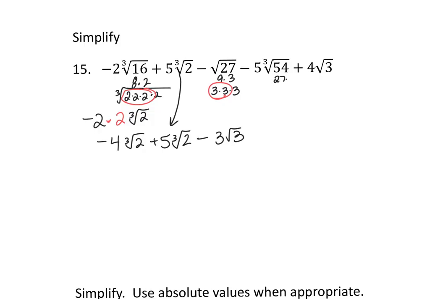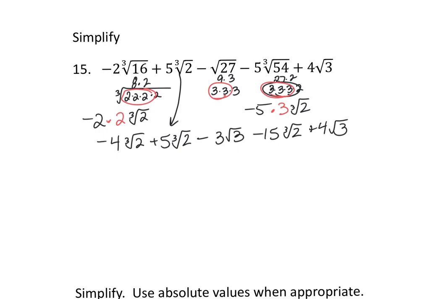54 is 27 times 2. 27 is 3 times 3 times 3 times 2. I have a triple. So I have negative 5. What comes out is the 3. And what stays inside is cube root 2. So I end up with negative 15 cube root 2 and plus 4 square root 3.